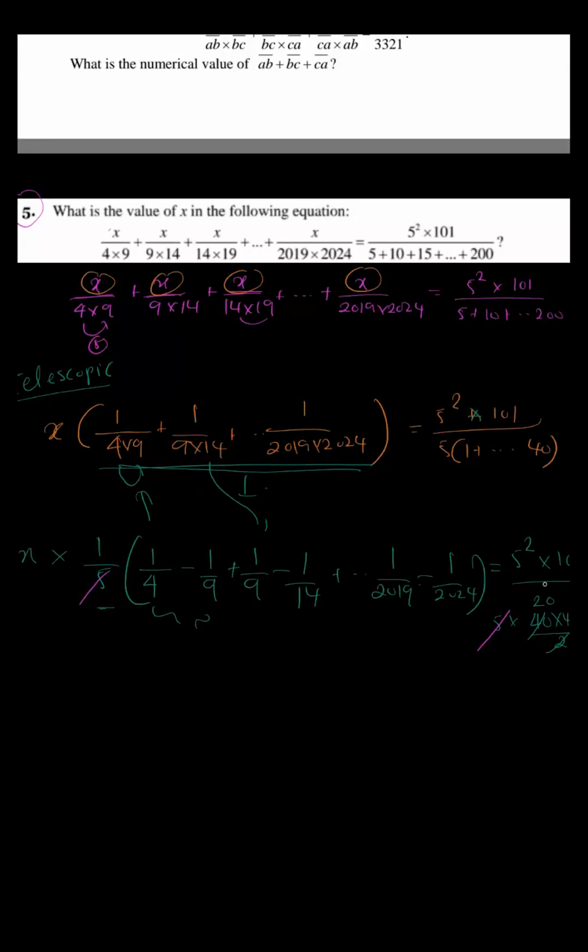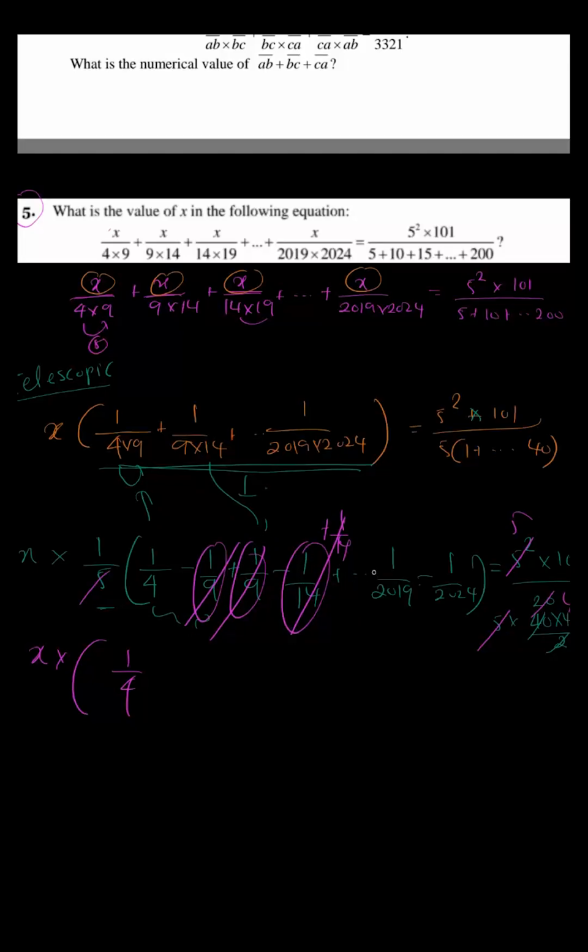Here there's a 5 squared and here there's a 20, so you can cut one 5 off and a 4 off here as well. Now you can observe x times 1 over 4 minus 1 over 9 plus 1 over 9, which we can cut, minus 1 over 14 plus 1 over 14, which we can also cut. Cutting everything up like that, we end up with 1 over 4 minus 1 over 2024 times x equal to 5 times 101 over 4.